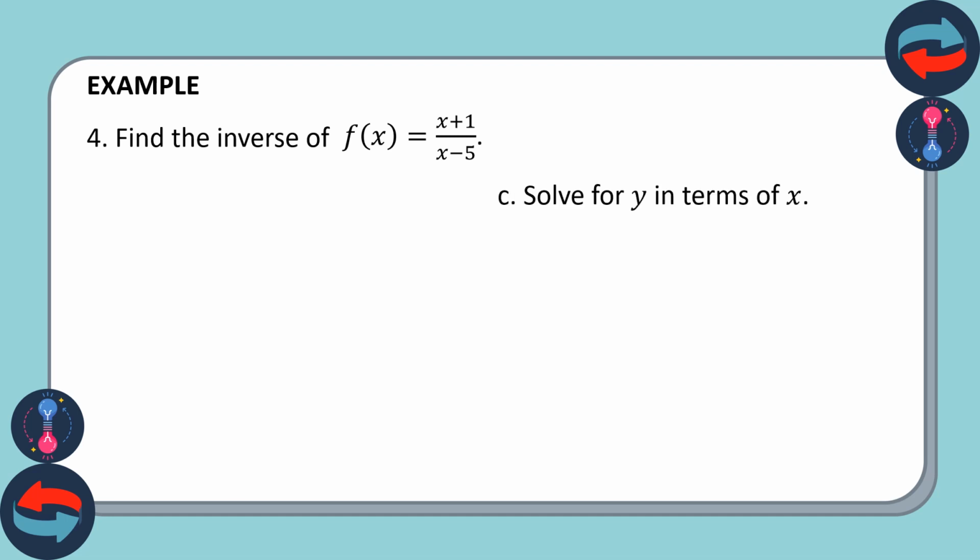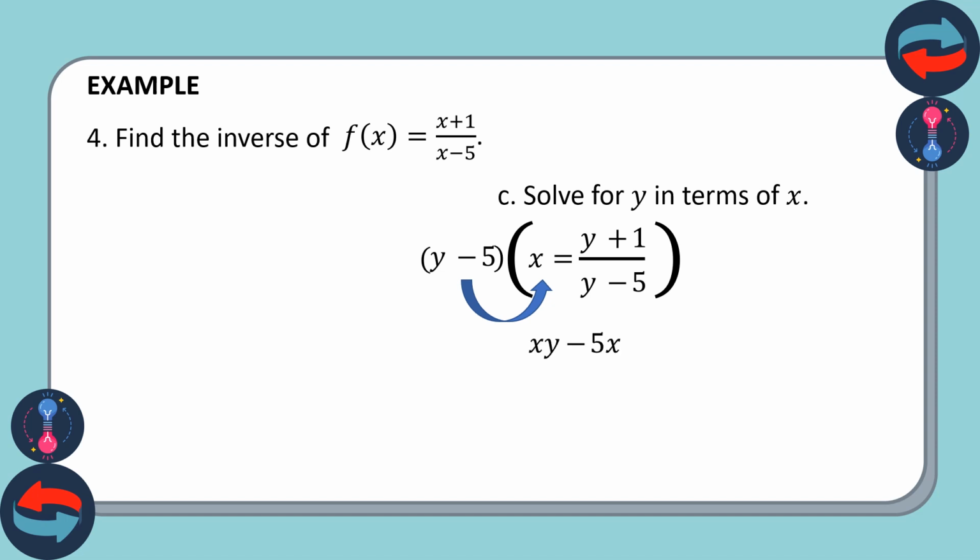We now solve for y in terms of x. We multiply both sides by y minus 5. The difference of y and 5 multiplied to x is equal to xy minus 5x, which equals the difference of y and 5 multiplied to the quotient of the sum of y and 1 and the difference of y and 5, which is equal to y plus 1.